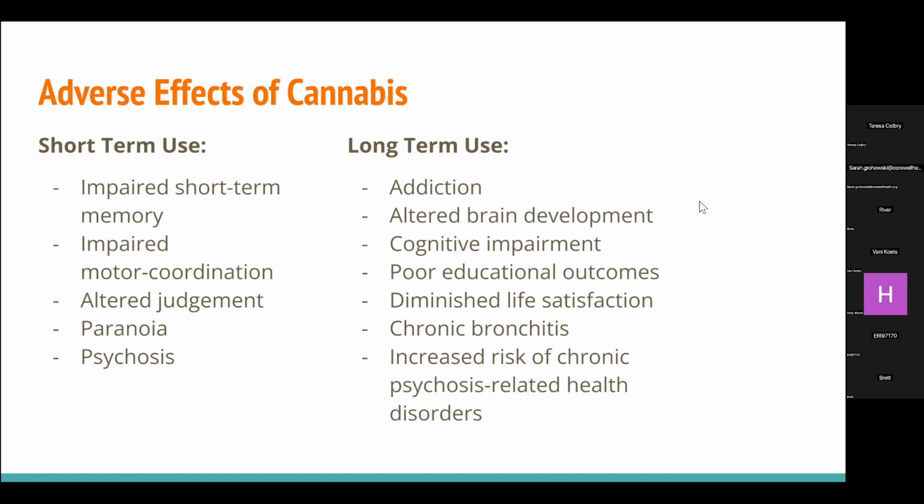So we mentioned some of the adverse effects and how they can vary depending on what type of product people are using, but in general, short-term use can have problems with impaired short-term memory, impaired motor coordination, altered judgment, paranoia, and psychosis. But long-term use can come with risk for addiction, altered brain development, cognitive impairment, poor educational outcomes if teens or adolescents are starting this, diminished life satisfaction overall, chronic bronchitis with the inhaled forms of products, and increased risks of chronic psychosis-related health disorders, especially if you're using those really high THC concentration products like the dabs and waxes. Most of this information regarding adverse effects comes from studying recreational users, so there's not a ton of great data on actually using it for medical purposes, either those FDA approved ones or just medical marijuana in general.